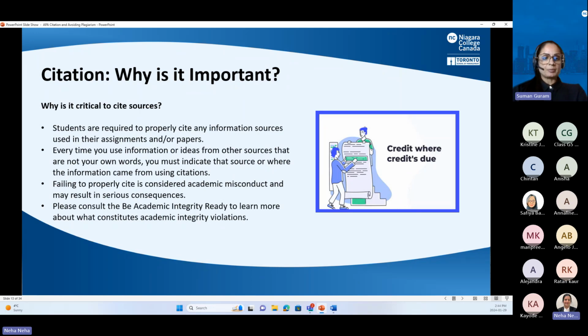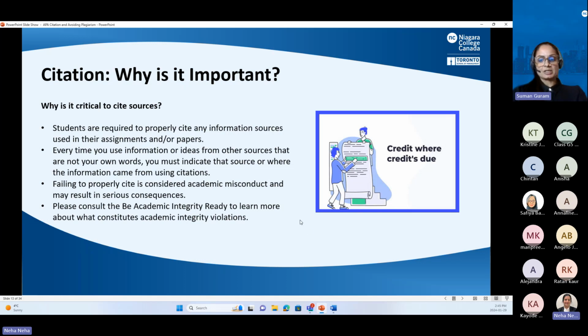So why is citation important? And why is it critical to cite your sources? Students are required to properly cite any information sources used in their assignments or papers. Every time you use information or ideas from other sources that are not your own words, you must indicate where the information came from using citations. Failing to properly cite is considered academic misconduct and may result in serious consequences. You can also consult your Be Academic Integrity Ready module to learn more about what constitutes academic integrity violations.